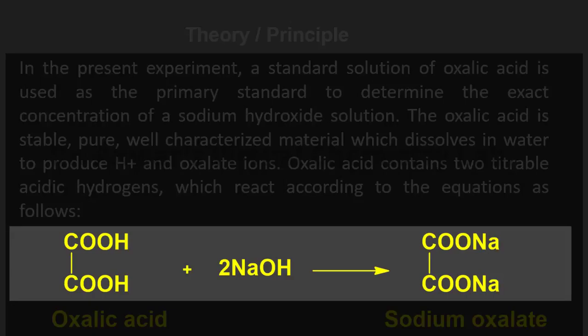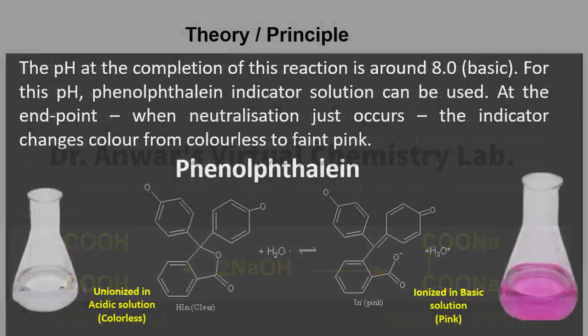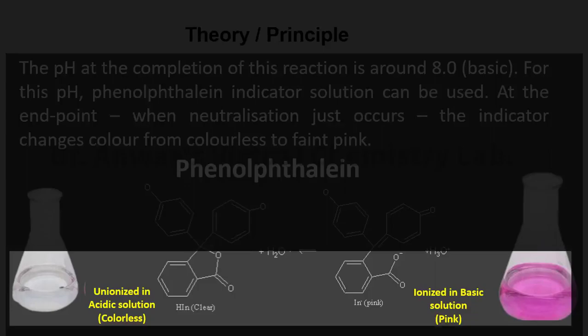The pH at the completion of this reaction is around 8.0, basic. For this pH, phenolphthalein indicator solution can be used. At the end point, when neutralization just occurs, the indicator changes color from colorless to faint pink, which indicates that the end point has been reached and the reaction is complete.